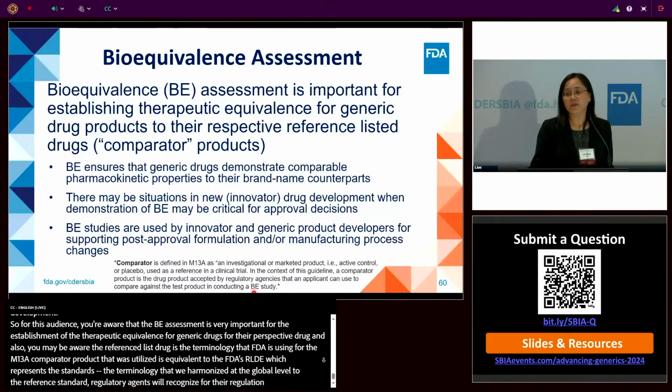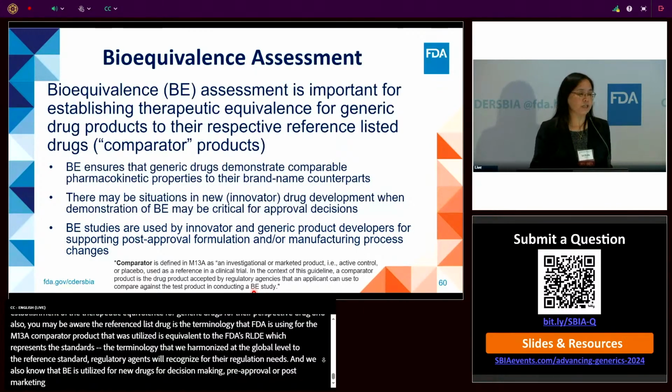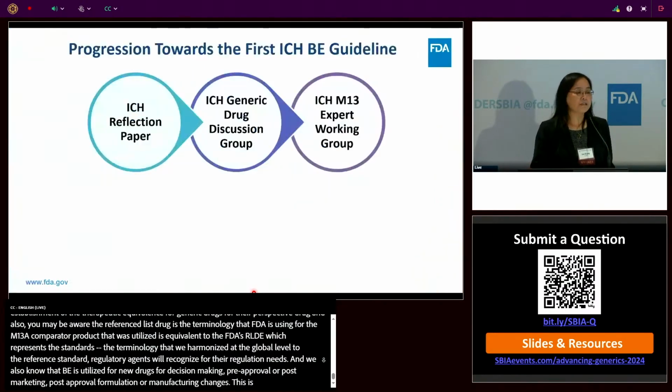And we also know BE is not only for generic drugs, it is also utilized by new drugs for their decision-making, either pre-approval or sometimes post-approval formulation or manufacturing changes. So it's a very important concept.